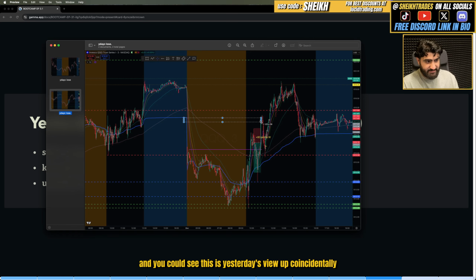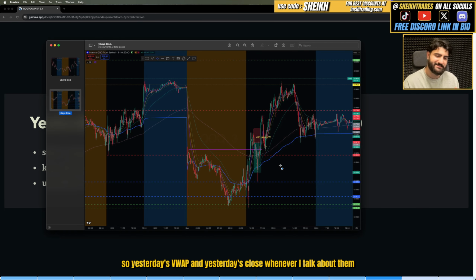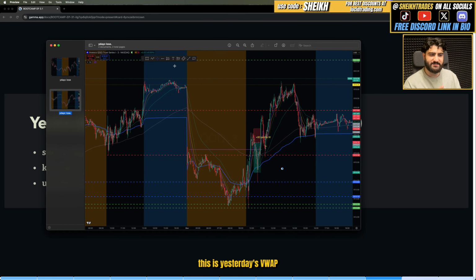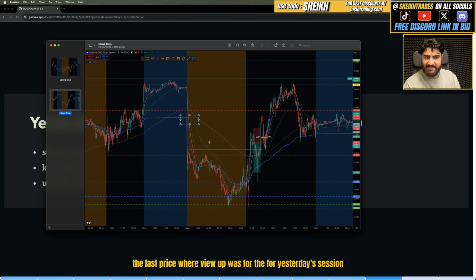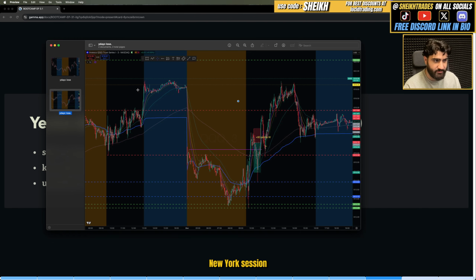And you could see this is yesterday's VWAP. Coincidentally, I didn't even know that, but you could see it's not always that it holds, but yesterday's VWAP, we get into these levels and we dump back down. So whenever I talk about yesterday's VWAP, this is the last price where VWAP was for yesterday's session, and this is yesterday's close, which is the last closing price of yesterday's session. Regular trading hours, so not extended hours, where the last price close was at 4 p.m. New York session. And they act as dynamic static support and resistance. As you can see, it holds it.